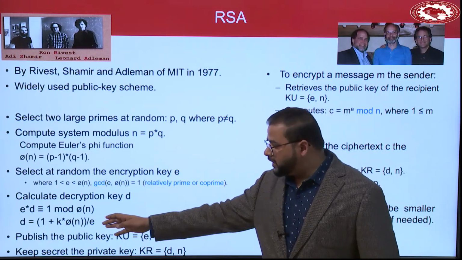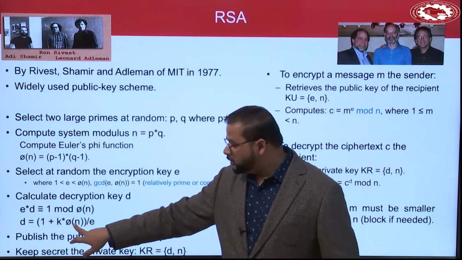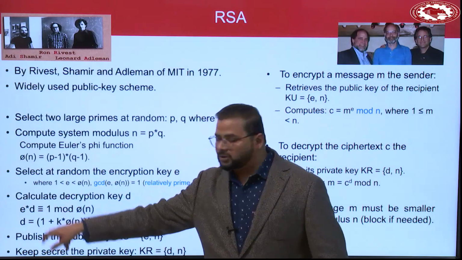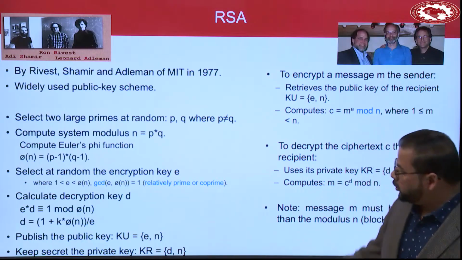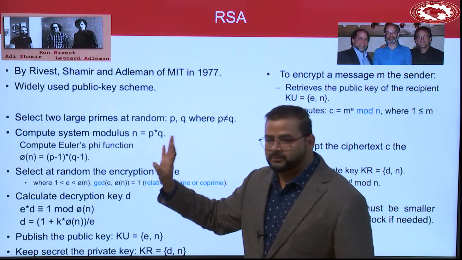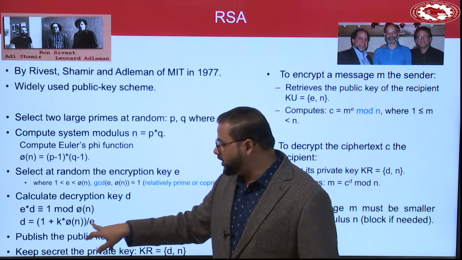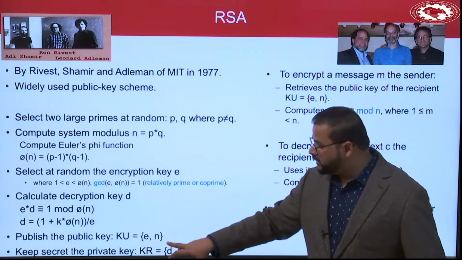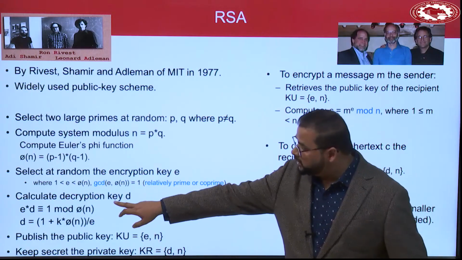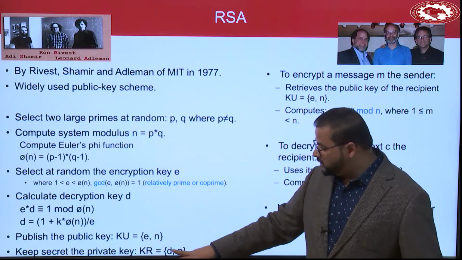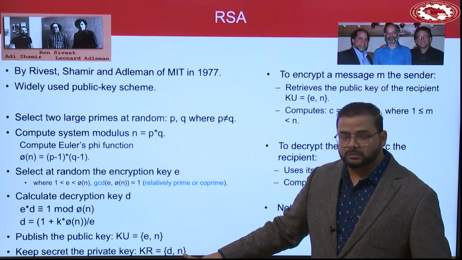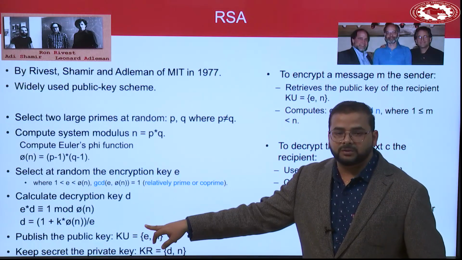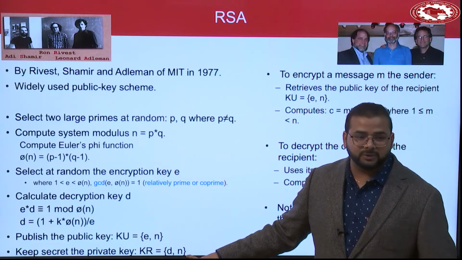And then once you pick E, you can derive D with this equation. You know phi n, you know E, and k could be a constant. This is something called the multiplicative inverse. I'm not going to detail it, but let's assume we can easily derive it. Once you know phi n and E, you can derive D. So you already have the pair. The public key is E comma n, and the private key is D and n. I will publish the public key for anyone who wants to send me a message, and I'll keep the private key secret with me.